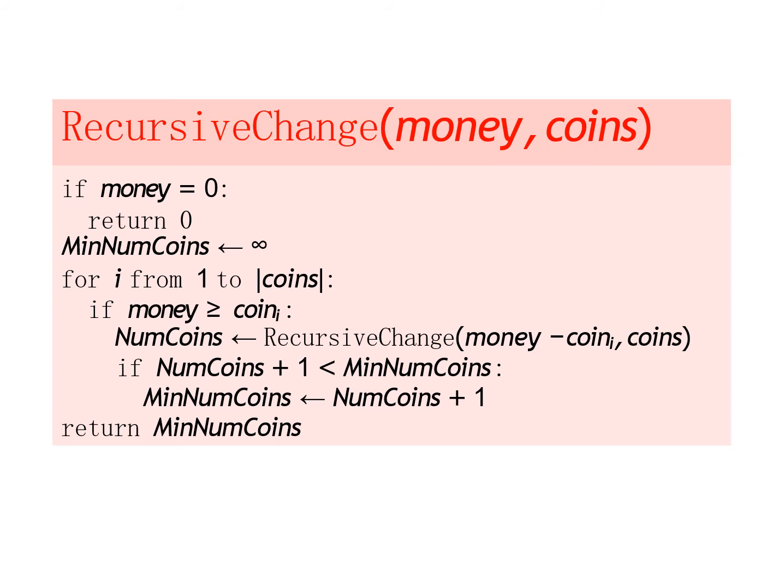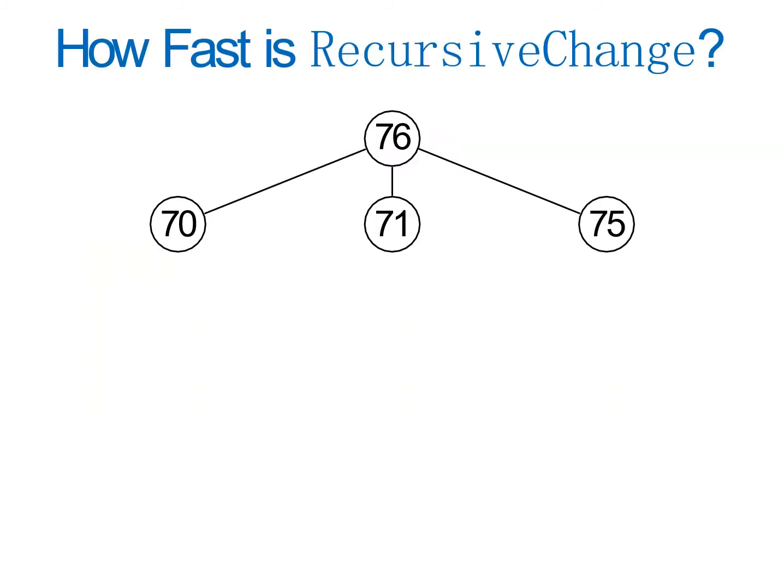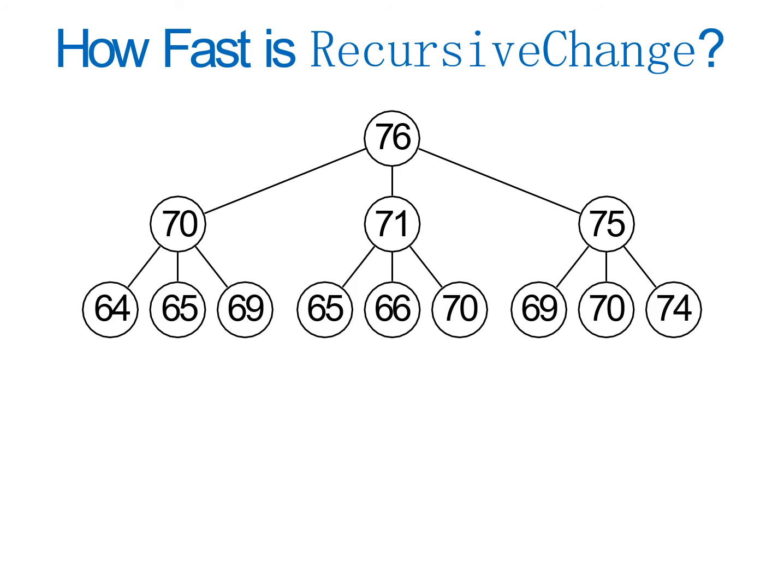This looks like the right approach to solve the problem, but let's check how fast the resulting program is. So when we're changing 76 cents, there are actually 3 choices. We need to recursively call RecursiveChange for 70 cents, 71 cents and 75 cents, but for each of these values we need once again to call these 3 choices. And we will continue growing this tree and very quickly it will turn into a gigantic tree.